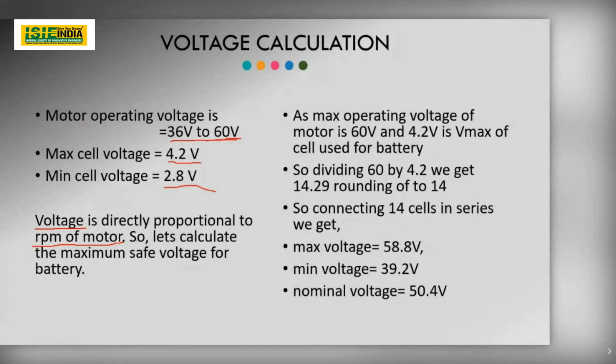For that calculation, we know that the maximum operating voltage of the motor is 60 volts, while the maximum cell voltage is 4.2 volts.